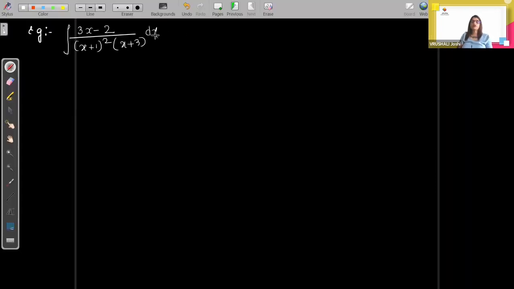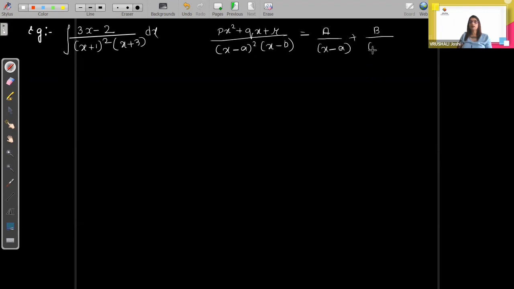तो ये विच फॉर्म इज दिस, डू यू रिमेम्बर? This is the form where you have, ये कौन सा फॉर्म है आपको याद है? This is (px square plus qx plus r) by (x minus a the whole square into x minus b). ये वाला फॉर्म है. करेक्ट. उसे हम क्या करते थे याद है? This is going to be a by x minus a plus b by x minus a the whole square and plus c by x minus b. काफी आसान है.